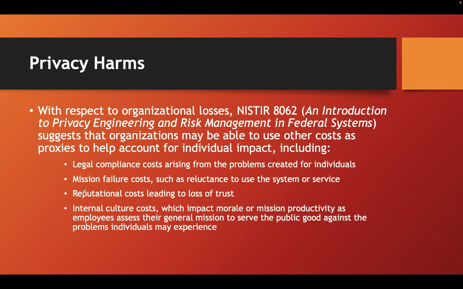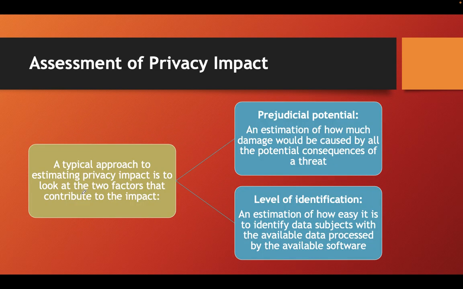Still on privacy harms, with respect to organizational losses, NISTIR 8062, a document which is an introduction to privacy engineering and risk management in federal systems, suggests that the organization may be able to use other costs as proxies to help account for individual impact, including the legal compliance costs arising from the problem created for the individual. Also, they can use mission failure costs, reputational costs leading to lost trust, and internal culture costs.